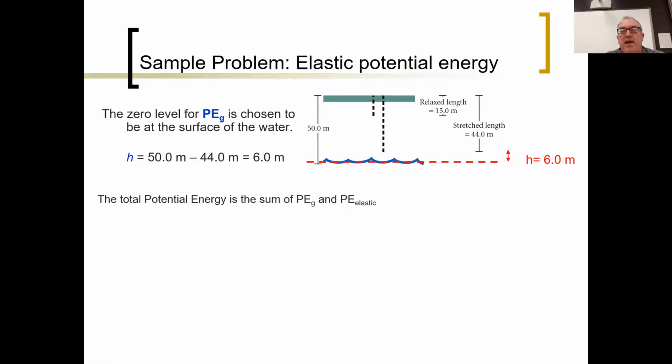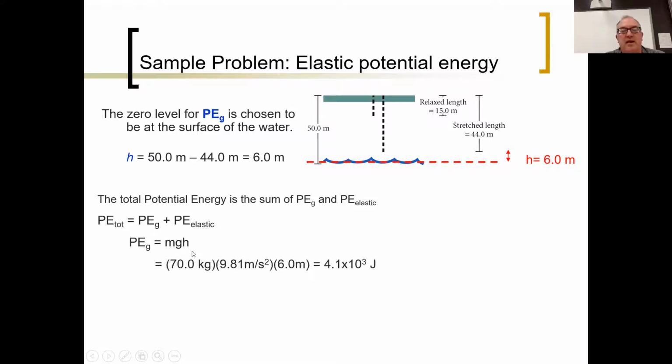We've got him hanging here from above the water at 6 meters, so he could still fall 6 meters if he cut that bungee cord. And then the stored energy in the bungee cord itself. So here's how we write that out, showing that I have both types. Let's take care of the first one. He could fall this 6 meters, that height. So I just have his mass times gravity times that, and I get my joules.